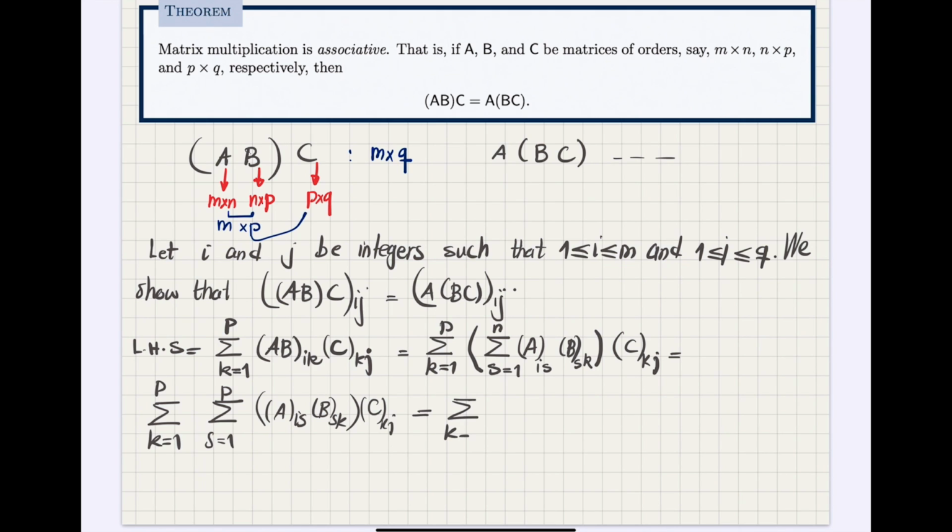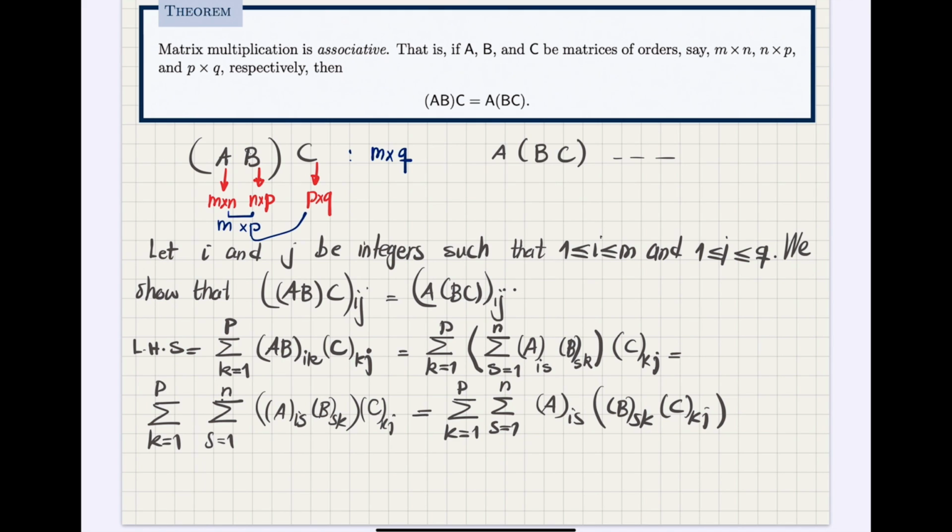So this goes sigma K from 1 to P, sigma S from 1 to N. I would write A alone and put the other pair in the pair of brackets. The second sigma is N. Oh, okay, thank you very much. Yes, this is N, and this is also N. Okay, thanks. And now let us see what happens here.